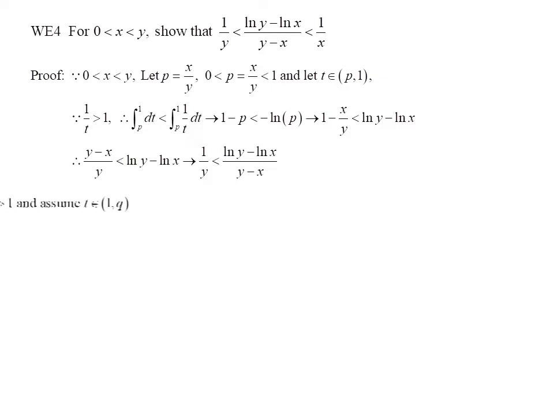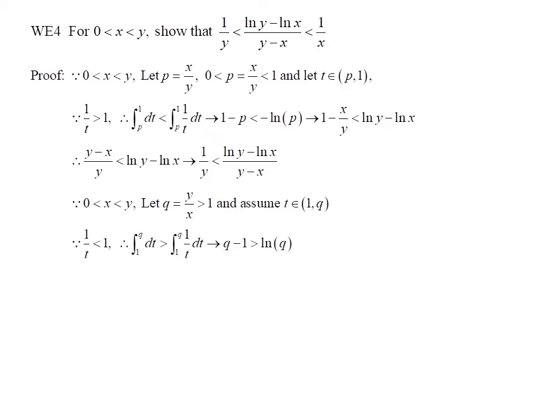Now we are going to prove the second part of the inequalities. In a similar manner, we start by assuming a variable q equals y over x. Since y is greater than x and x is greater than 0, q is greater than 1. At the same time, we bring in another variable t, which is in the open interval from 1 to q. Since 1 over t is less than 1, we execute the definite integration from 1 to q on both sides of the inequality.